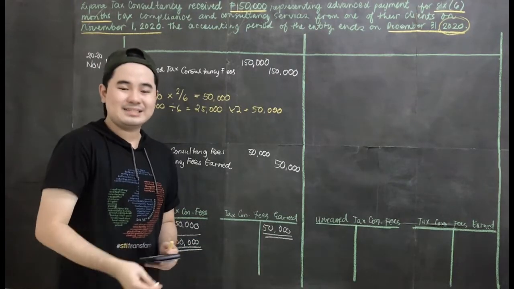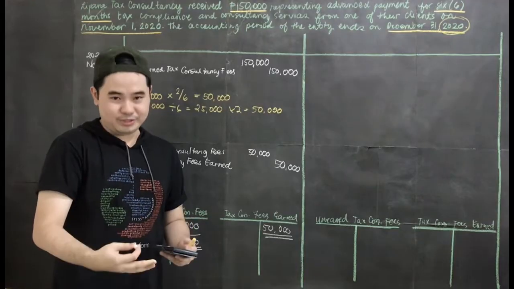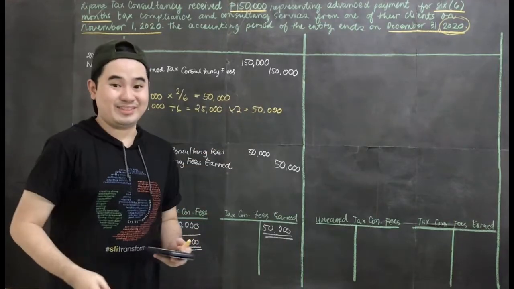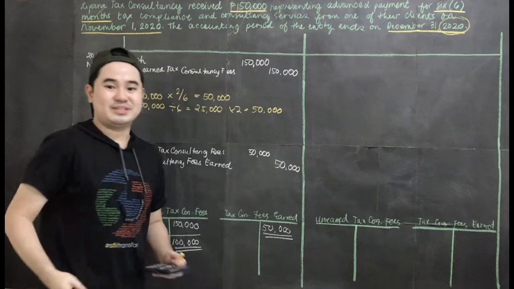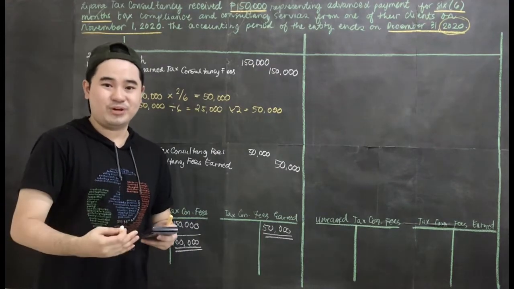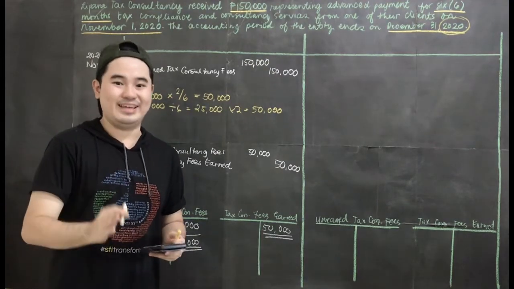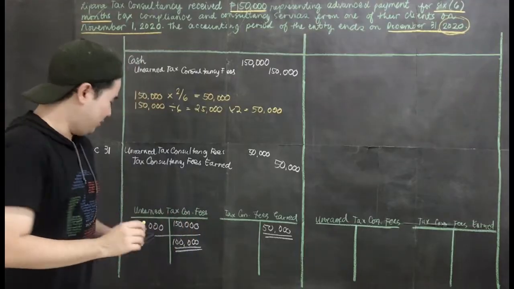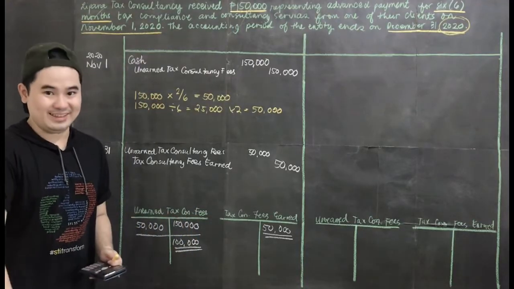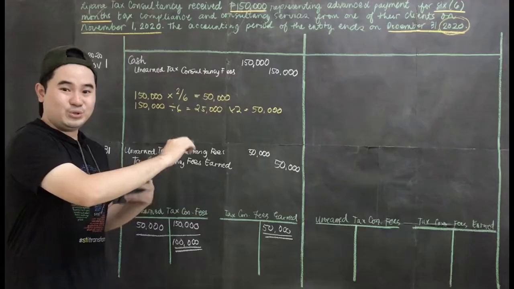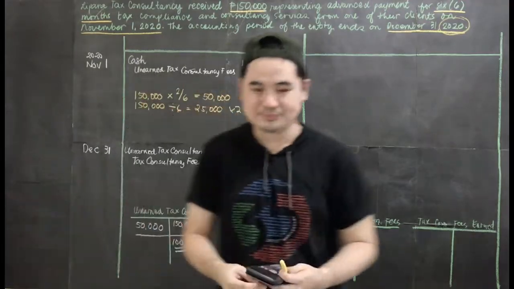Okay, so if you will be asked, how much is the revenue earned in 2020? The answer is 50,000. And then, how much will be reported as unearned revenue at the end of the year? That's the remaining amount of 100,000. Okay? So, let's move on to another analysis.